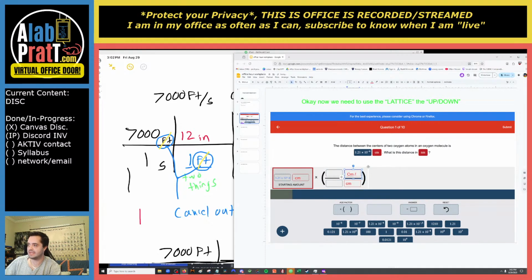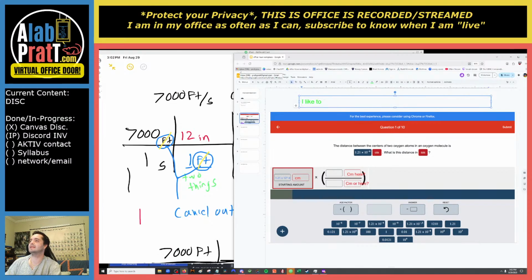Do we put it here? Or here? Because our answer is going to not be in centimeters. So we want to get rid of centimeters. So delete one of these. Where does, or I'll say this, I like to do units first, numbers second. Where does centimeter go? Delete the one that you do not need.